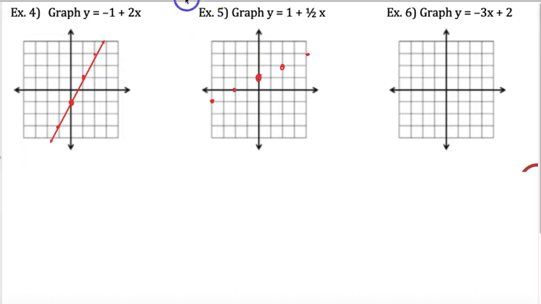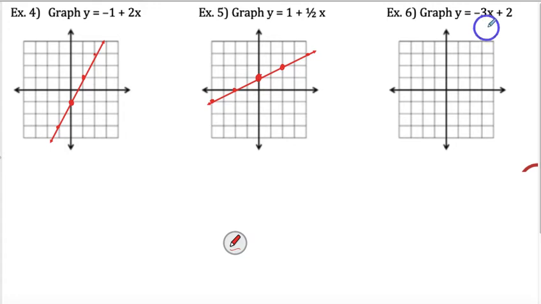Once you have at least 3 points drawn, use your ruler and draw a straight line through your points. Have arrows on the ends. And on example number 6, we have a starting point of +2, and our slope in this problem is -3.